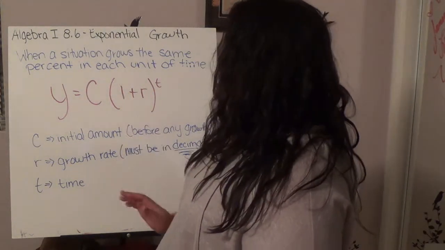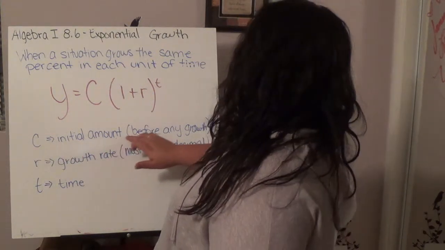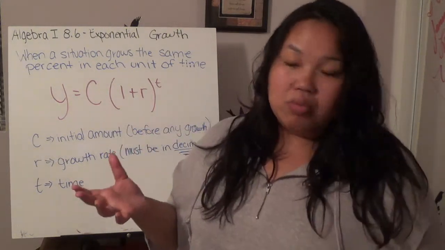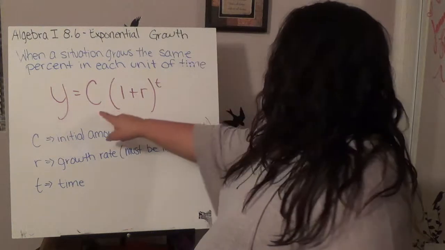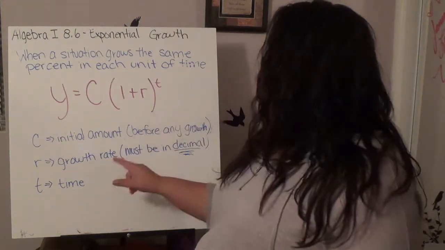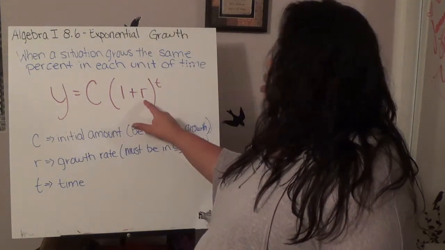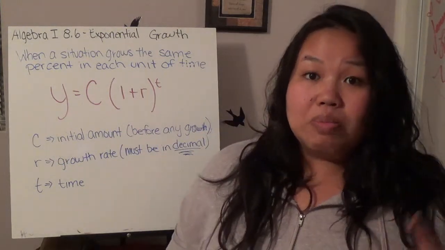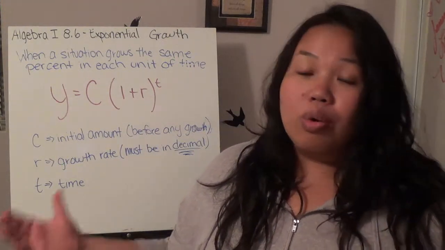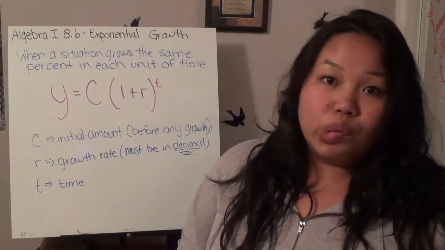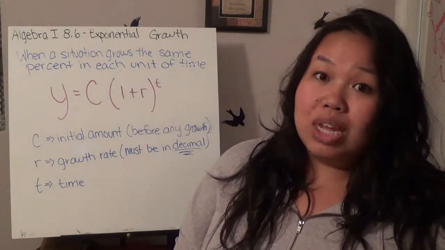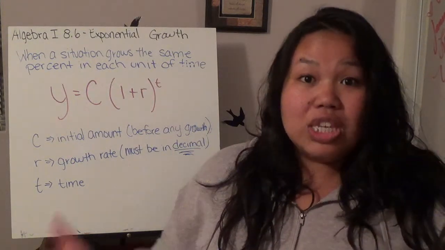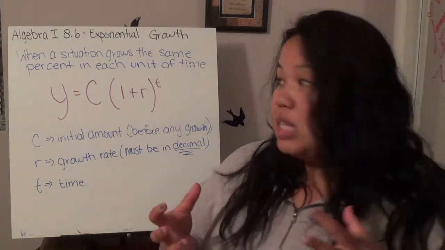So each letter represents something. C represents the initial amount. So C is how much you start with, before any growth happens. R is the rate that it grows. Let's say you have a savings account, and if you keep the money there, yearly it'll grow 0.2%, which doesn't sound like a lot, but it's still making money off of just keeping your money in something.